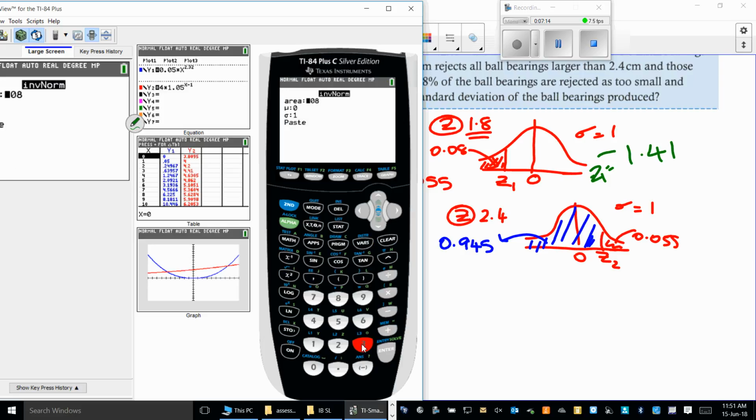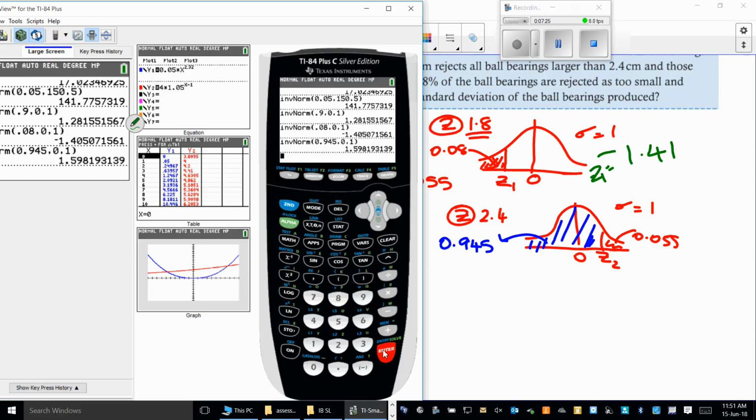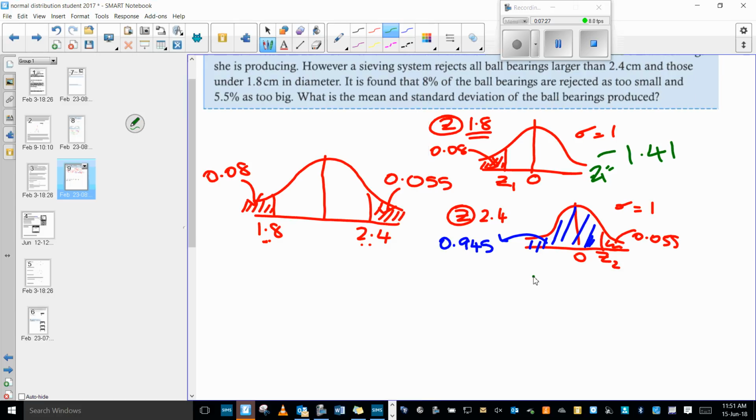0.945. Is it because it's the left? Yes, absolutely, Jennifer. You are rocking it. What did you say? I said it's 1.60. That's good. Because it's to the left, that's why we put it in the calculator.